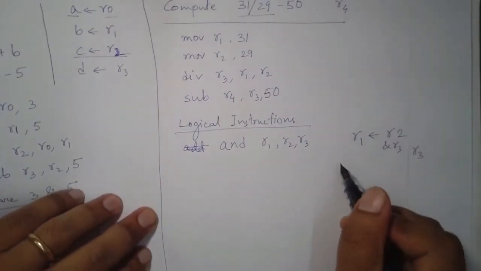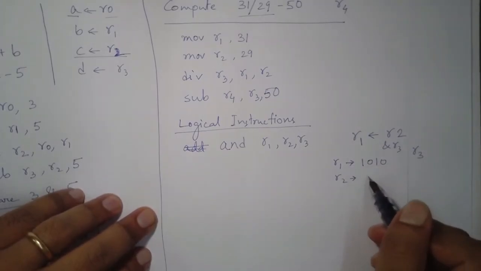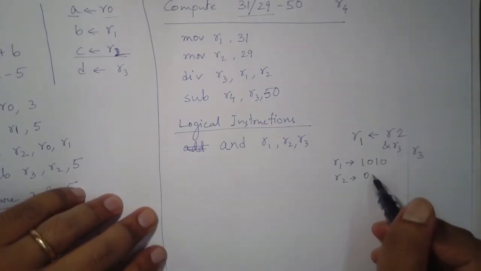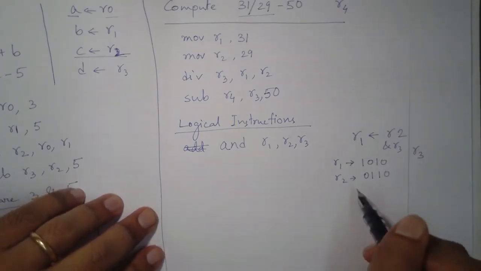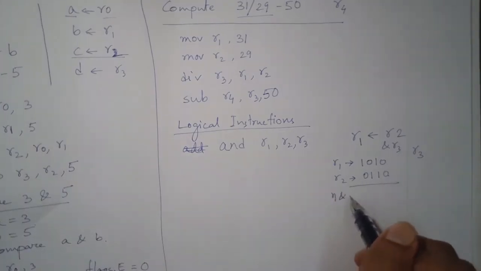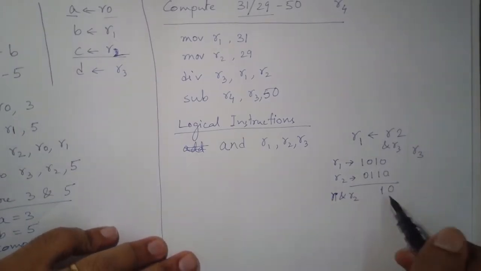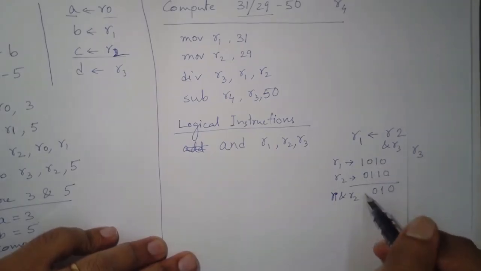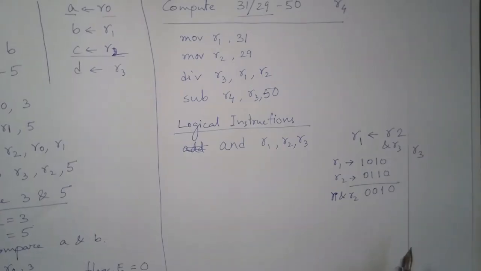Now let us say your R1 is a number 1010, R2 is a number which is say 0110. So, when you say this AND, this is a bitwise AND operation. So, it will be 0 and 0 is 0, 1 and 1 is 1, 1 and 0 is 0, 1 and 0 is 0. So, this will be the outcome of your AND operation. Similarly, you can look at OR, NOT and so on. All right. I think these are straightforward things.